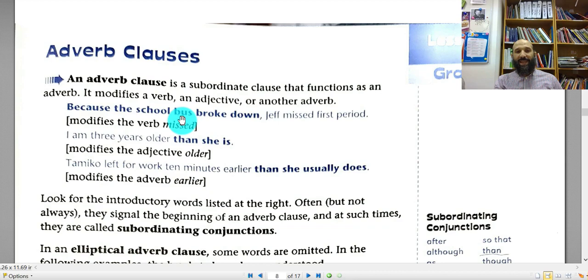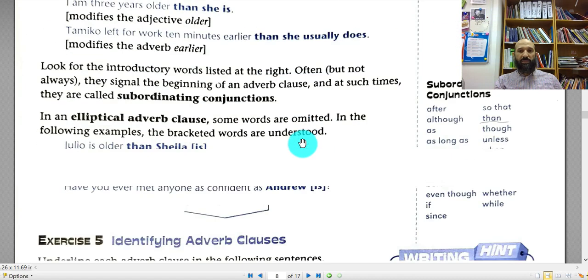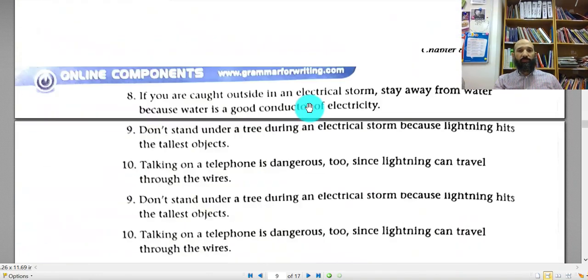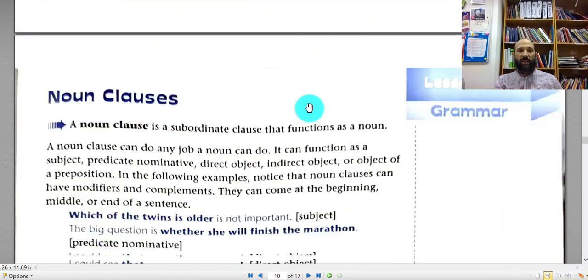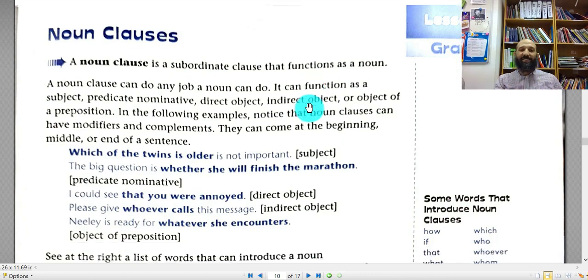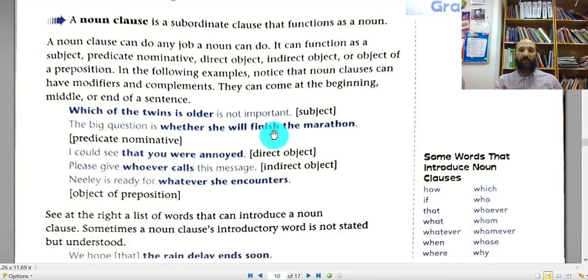In that lesson, we talked about adverb clauses, and we said adverb clauses describe a verb, an adjective, or another adverb, right? And this starts with one of these words here. Okay, so after that, we talked about noun clauses. Noun clauses don't really describe anything. They just come in the sentence and play the role of any of these five here: subject, predicate nominative, meaning after the verb to be, direct object, indirect object, or the object of a preposition.